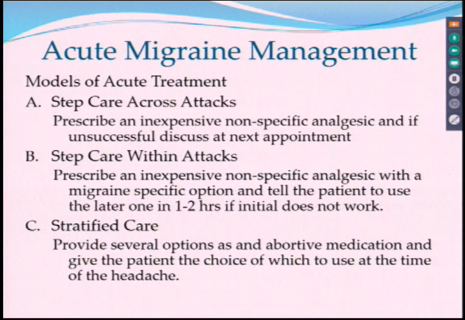The last part of step care would be stratified care, which is what we all should be using, is you give a person a choice. So I get a headache that's a level 2. I know it's not going to get worse. I would do X. I know it's going to get worse, so I should do Y. And the patient should determine which medicine they should take for that type of headache and when. Because they're the one who has to live with the headache. They're also the ones who have to live with the side effects. So I think the stratified care where you give a person options of what to do when they get a headache is probably the best way to treat patients.